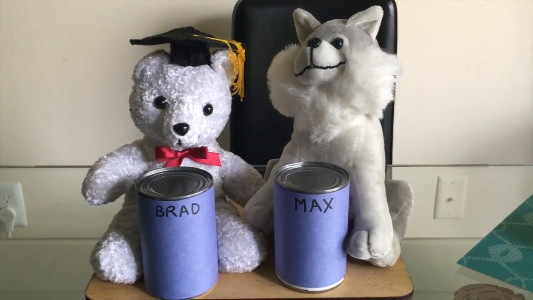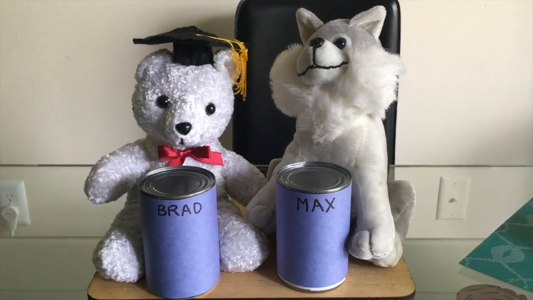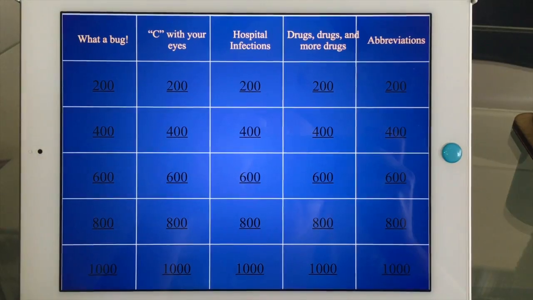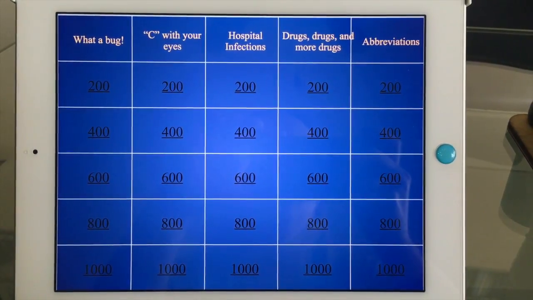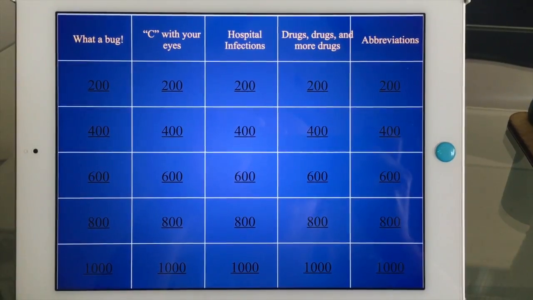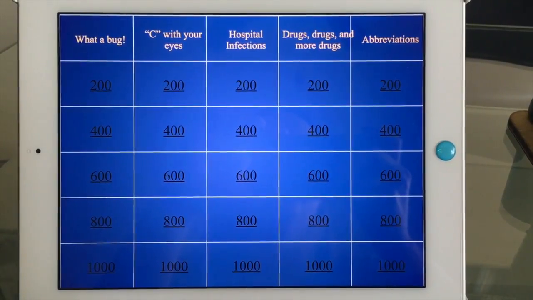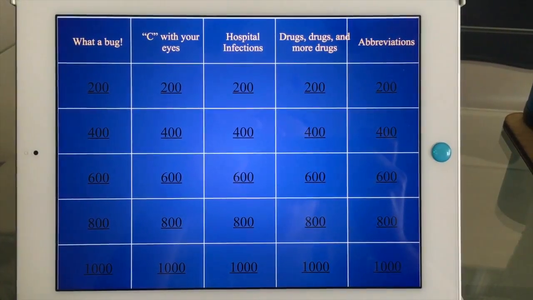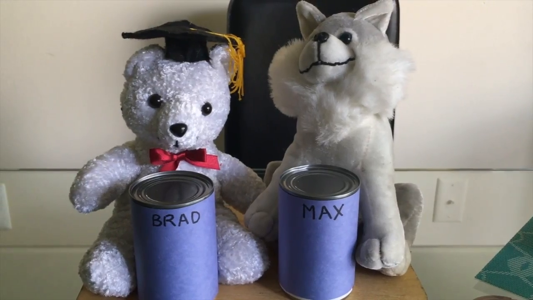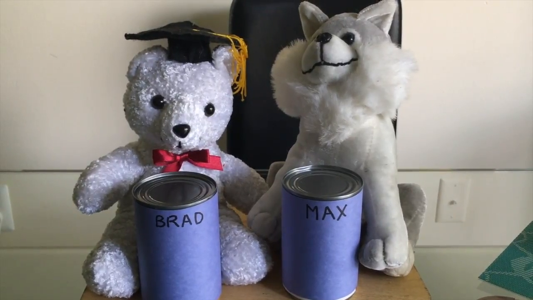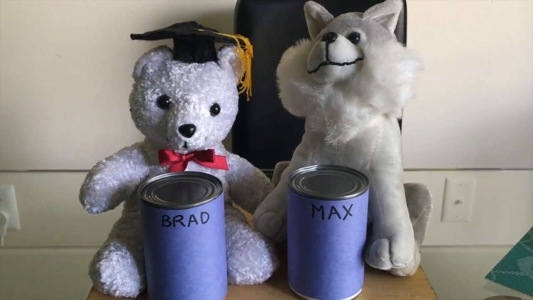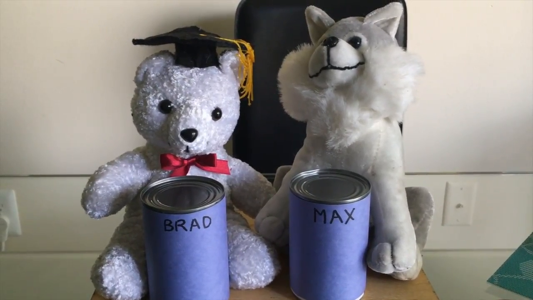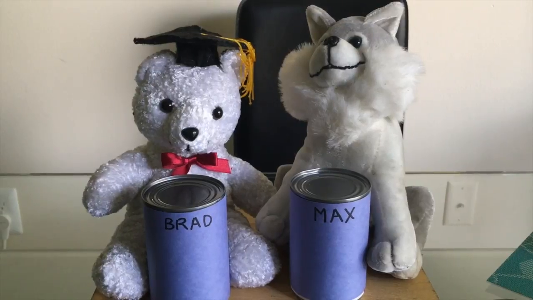Today we have two brilliant contestants with us, Brad, the Grad Bear, and Max, the Lone Wolf. Your categories are What a Bug, See with Your Eyes, Hospital Infections, Drugs and More Drugs, and finally, Abbreviations. Our returning champion won the coin toss backstage, so he will start first. Brad, pick your category. Let's start with abbreviations for 200, Amy.